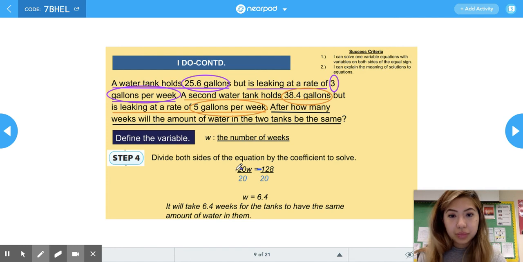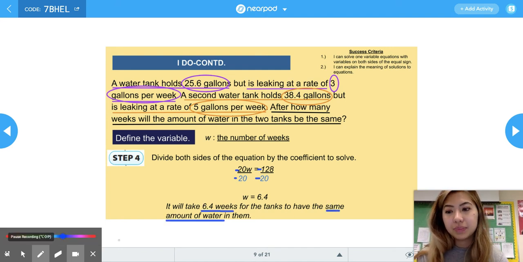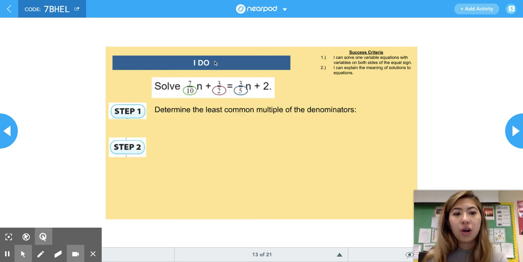It was negative 20w is equal to negative 128. A negative divided by negative is a positive. 128 divided by 20 is 6.4. So our answer is that it will take 6.4 weeks for the tanks to have the same amount of water in them. Our next I do involves fractions.